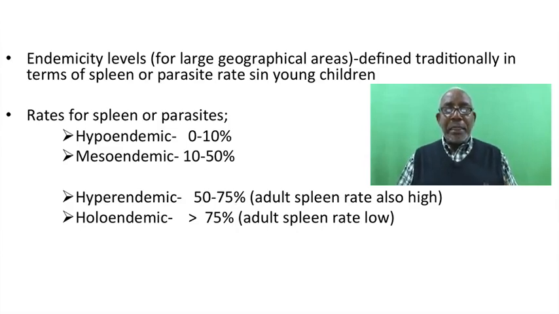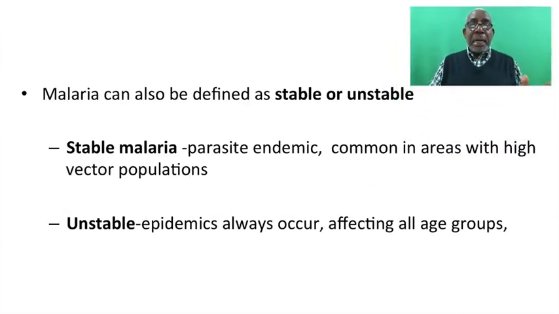Malaria can be defined also as stable or unstable. Stable malaria is where the parasite is normally endemic, and this is common in areas with high vector populations. The unstable or epidemic prone areas are where we have seasonal transmission, and in such areas all groups are affected, due to low immunity in the population.